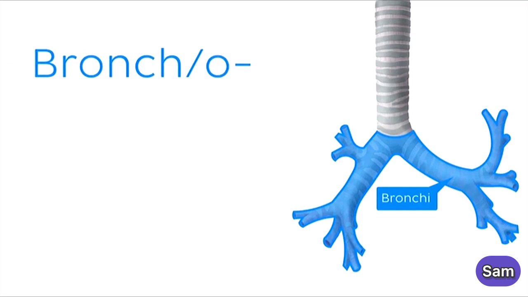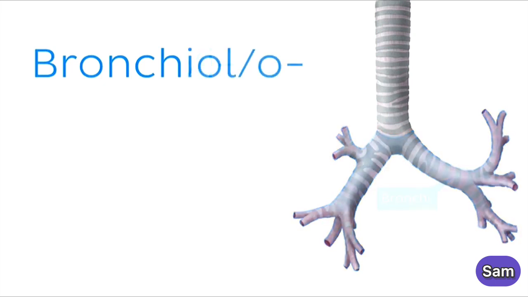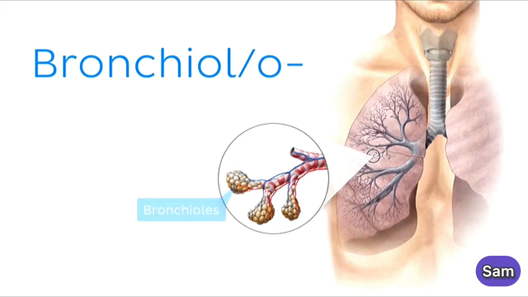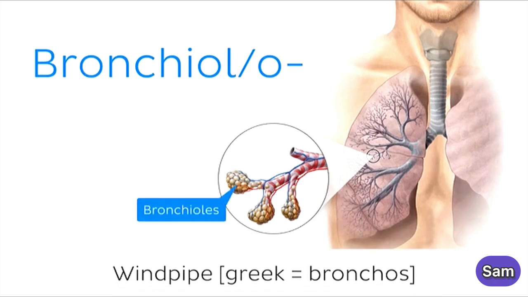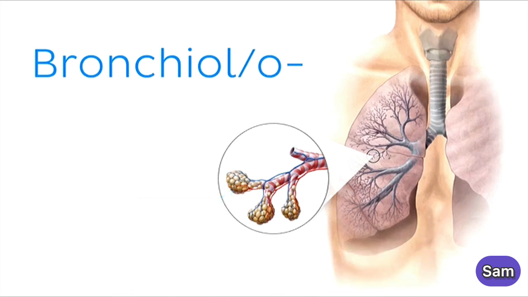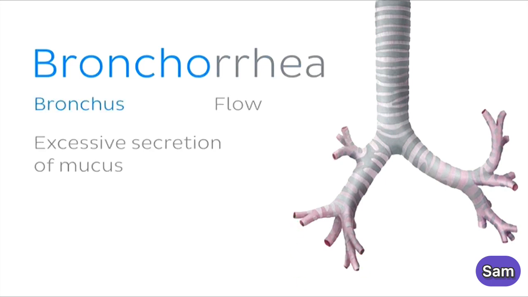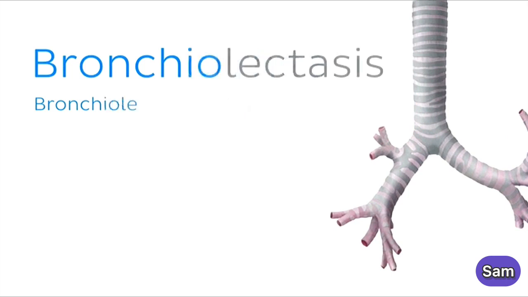We're now moving into the bronchi, and unsurprisingly, the roots we have here are bronch or broncho with the O at the end, or bronchi with the I at the end, in addition to bronchiol or bronchiolo with the O at the end, which refers to smaller branches of bronchi, the bronchioles. They all come from the Greek word bronchos for windpipe, and are used in such instances as bronchorrhea, which is excessive secretion of mucus in the bronchi, or bronchiolectasis, which refers to dilation of bronchioles.